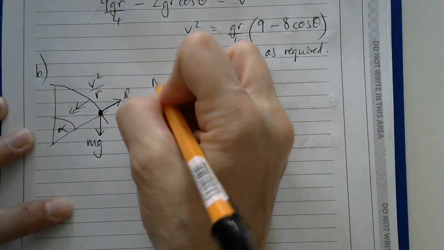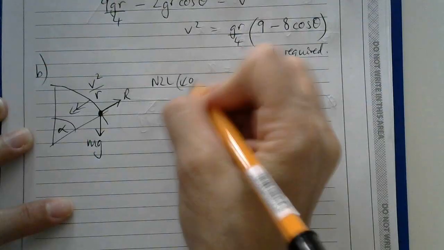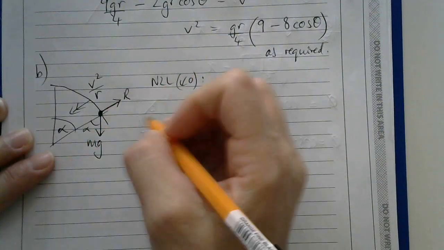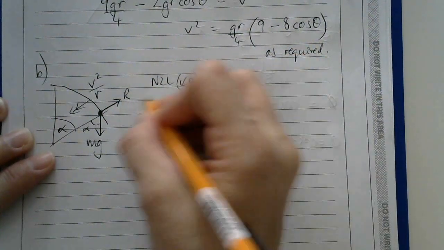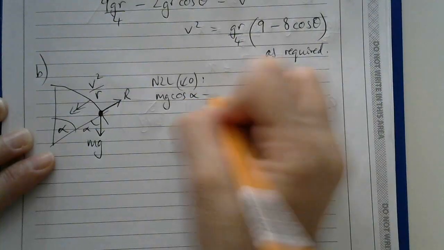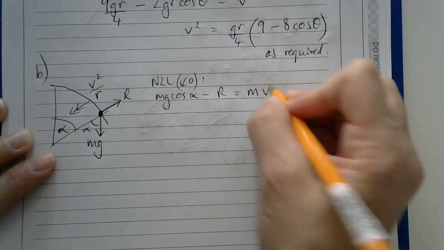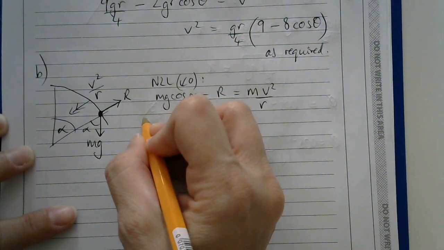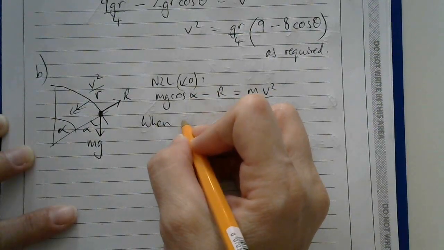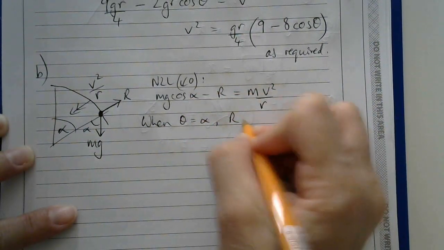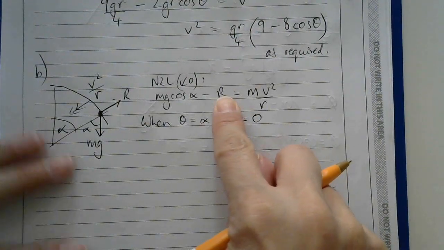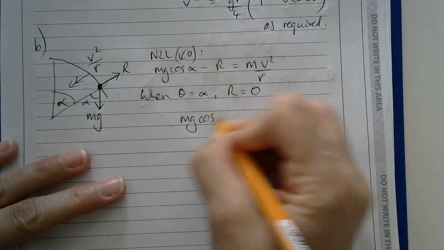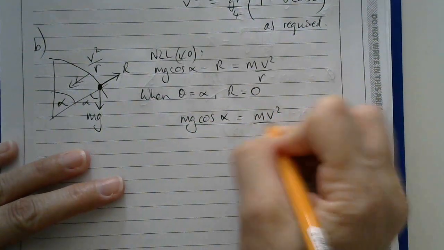So using Newton's second law towards the centre of the circle, I can say that here I've got alternate angles, so this angle is alpha, so I've got mg cos alpha minus R equals mass times acceleration. And when theta equals alpha, then R equals 0, so therefore this bit can be ignored. So I can work out that mg cos alpha equals mv squared over r.